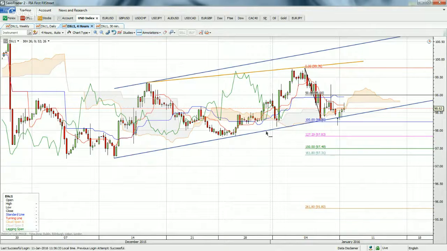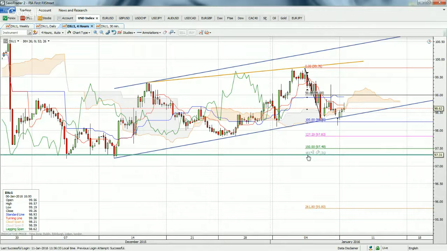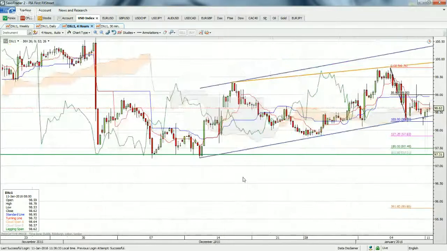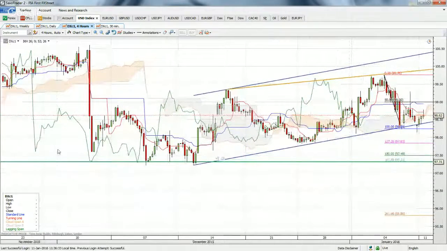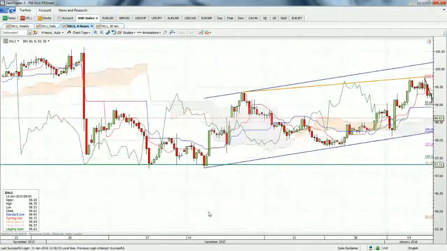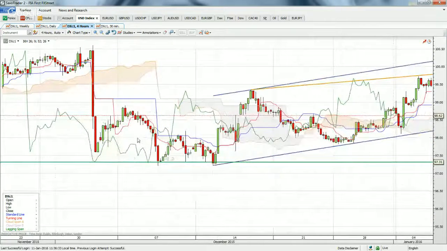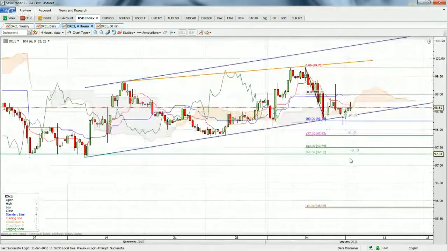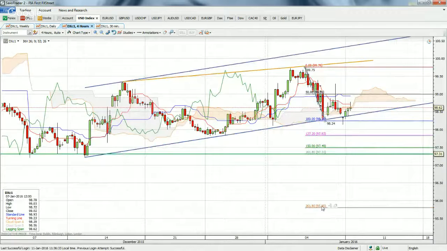And here, okay, we've got a 61.8% extension at 97.31. If we move across, we can clearly see that that area was pivotal before. It was support. It's going to be support now. Then probably a small bounce, and then a move to the downside. So the immediate bias in the dollar is bearish.